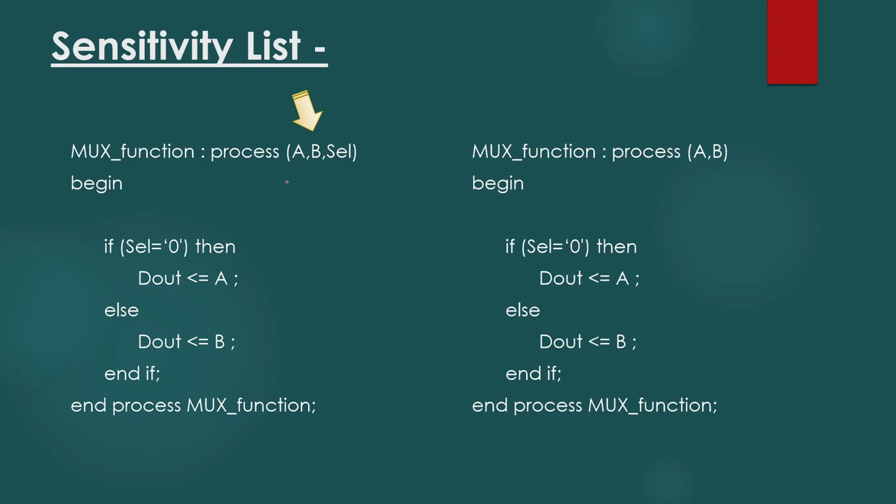Another aspect of the sensitivity list is that it won't affect the synthesis results much. So if you missed any signal to write inside the sensitivity list, then your synthesis results or the schematic structure may not be different. But you will encounter another problem. Can you guess what it could be?